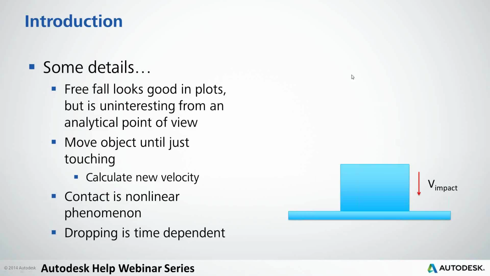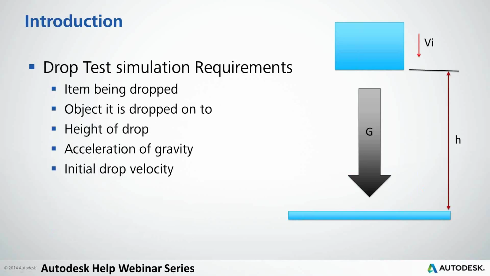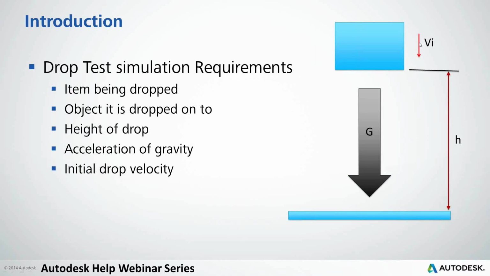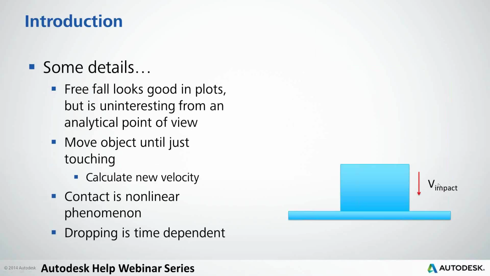So in most cases, when you want to do an impact or drop test simulation, what you do is move your object from its lofty position up here, where you have a height and a gravity and a velocity, down to where it's just about to hit or just touching, and you calculate a new velocity. If I'm doing a drop test, it'll be the initial velocity plus 1/2 g t squared or something. I can figure out what it is. So I now have an impact velocity.